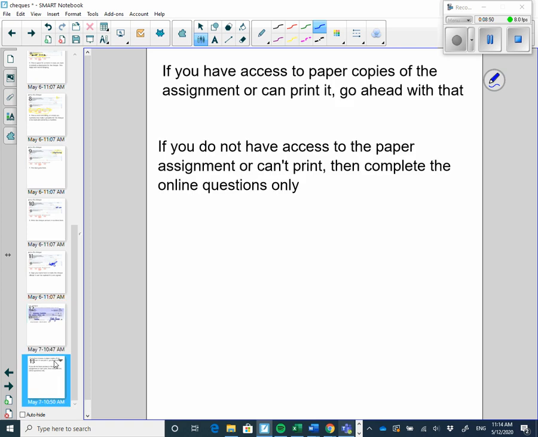So there's 2 ways to do this assignment because you do have to write a check. If you have access to the paper copies of the assignment, or you can print it from online, you should go ahead and do that. If you don't have access to the paper assignments, or you can't print, or for whatever reason, you should complete the online questions only. If you want to do both, then you'll have to make sure you get access to both, and that would be fine too. The online questions simply say, what did the person do wrong? So it's not a terrible idea to have a look at those questions anyway. So that is the lesson on writing checks.